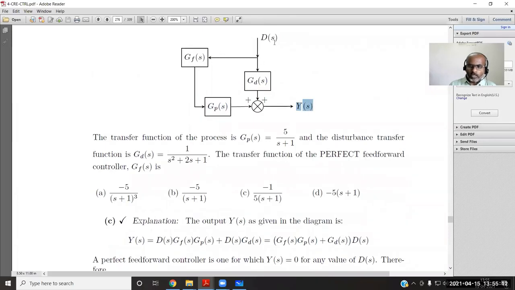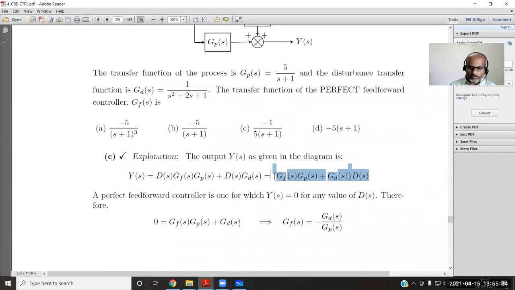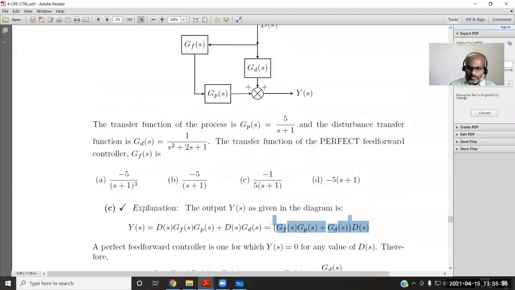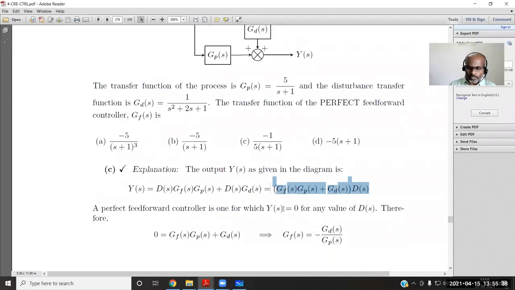Which is equal to D(s) into GD(s), one summation, plus there is D(s) into GF(s) and GP(s). This is one, the another group is D(s) GF(s) and GP(s). Both are added here. So there is a relation between Y(s) and D(s) that we are writing. For any amount of D(s), Y(s) should not vary.